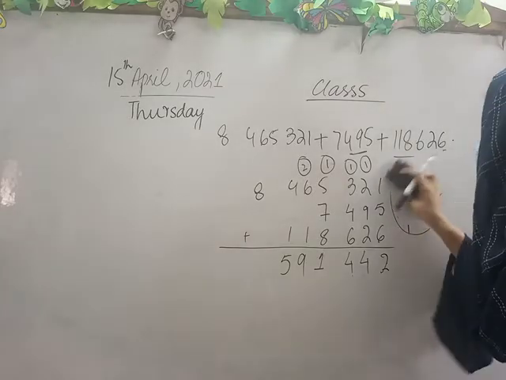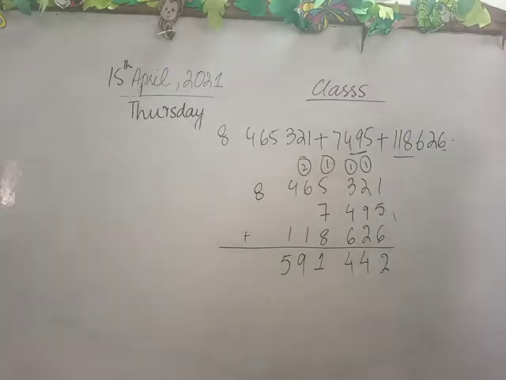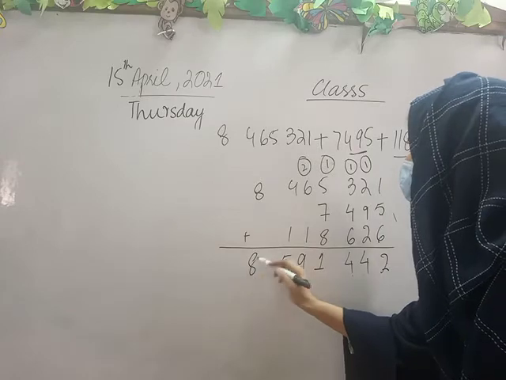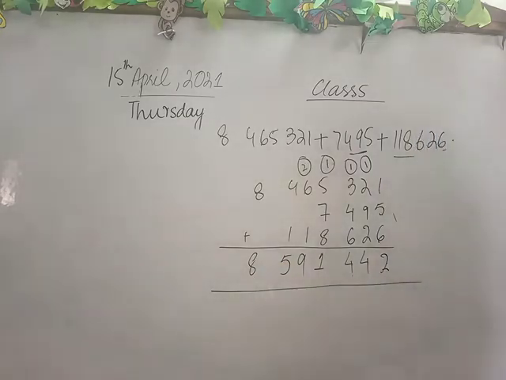Okay. Now the next number, which is 8 in total. 8 as it is, because there is not any number below 8. So I will write it as it is. So according to this class, we can read this number as 8,591,442. Is it clear, class?